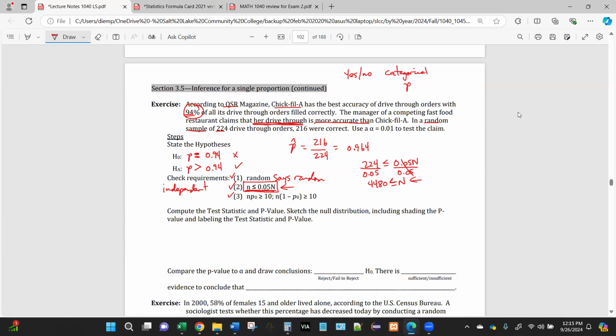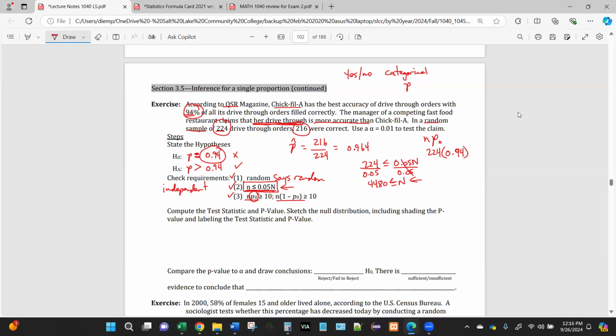Okay, so then the third one here, we have to make sure we're expecting at least 10 successes and at least 10 failures. Let me point out that this is P0, it's not P hat. So it's not as easy as saying there's 216 successes. You have to go through the formula a bit. So we're going to go NP0. N is 224. Be careful here. I get a fair amount of students who write 216 instead of 224 there for whatever reason. So be careful with that.